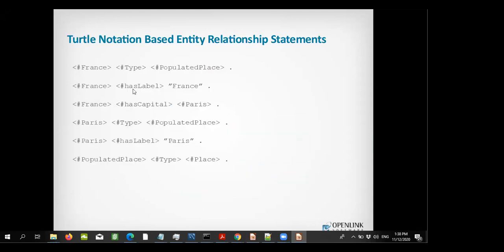Now let's put it in RDF. This is RDF. France is a type of populated place. It makes sense to human beings. It makes sense to a machine. France has a label, France. France has capital, Paris. Paris is a type of populated place. Paris has a label, Paris. Populated place is a kind of place.